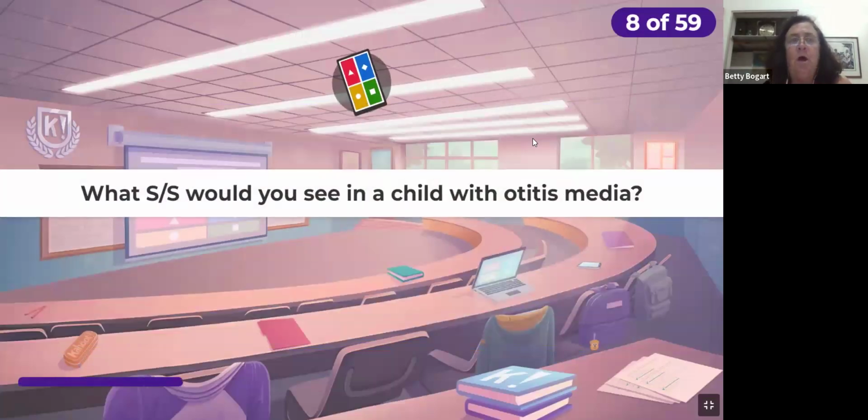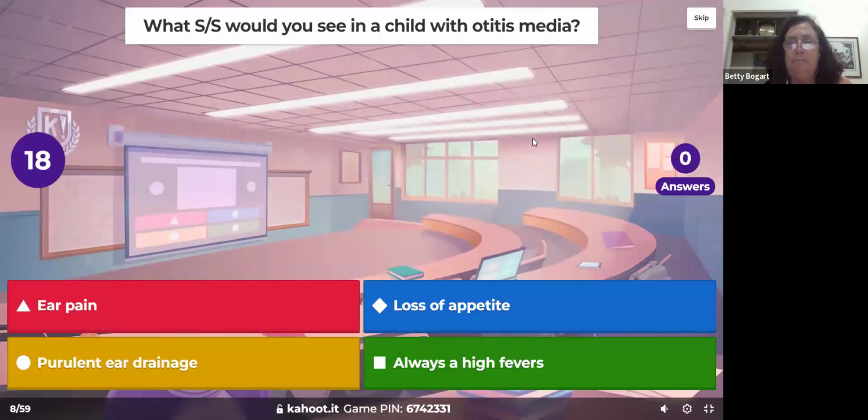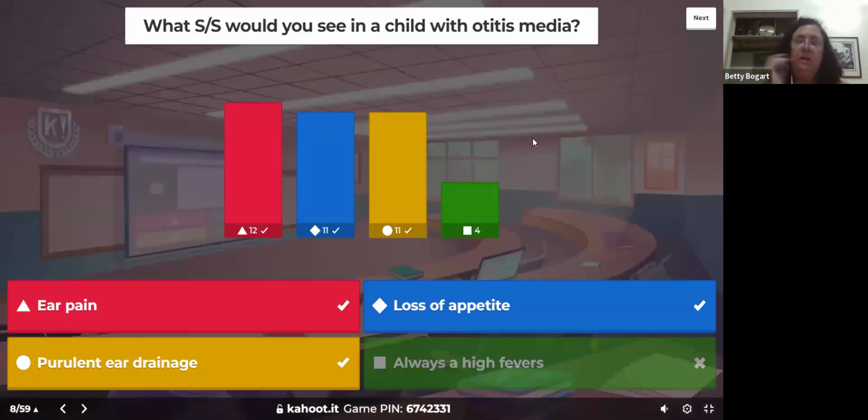What signs and symptoms would you see in a child with otitis media? So remember, ear pain is always your priority. Take care of the pain, okay? They can have ear drainage. It doesn't mean it hurts more or less. It just means the eardrum ruptured and now it's spewing out. And of course, they don't feel good, loss of appetite. And they don't always have a fever. They just don't. Some of them have never had a fever.